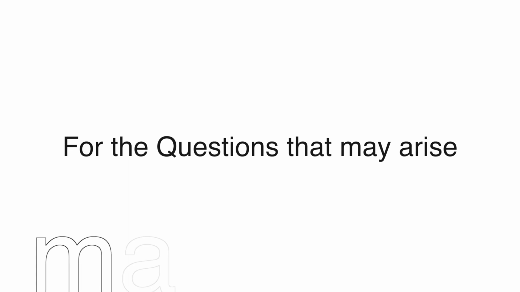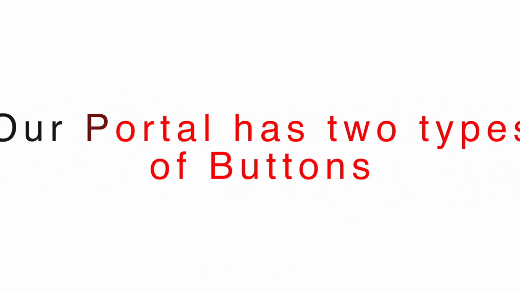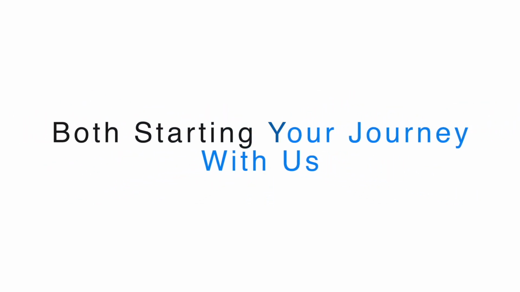Submitting an article on Akashganga is easy when you know how. This video will show you exactly how the platform works. It is worth reviewing this periodically to find answers to questions that may arise. Our portal has two types of buttons, the Submit Article button and the Publish Your Article. Both begin your publishing journey with us.